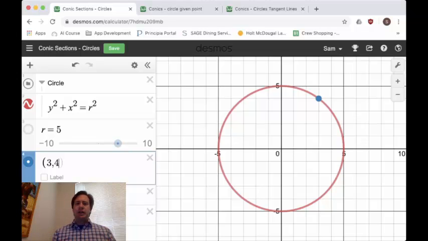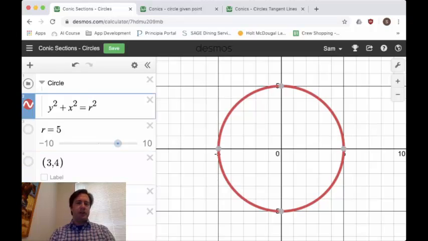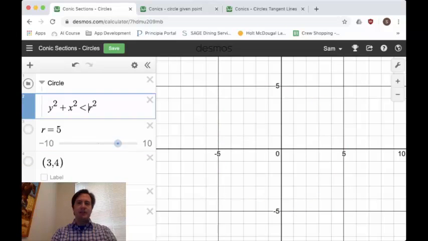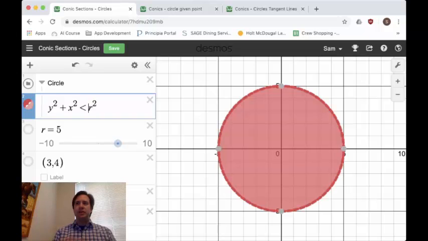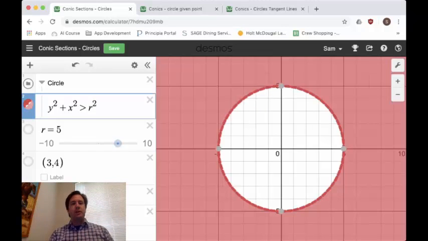inequalities. Every point that's inside the circle, we can think of as every point whose x squared plus y squared is less than r squared. All right, there we have an inequality that represents every point inside the circle. Or if we want to think about every point outside the circle, x squared plus y squared is greater than r squared. And now we're looking at every point that is outside the circle.